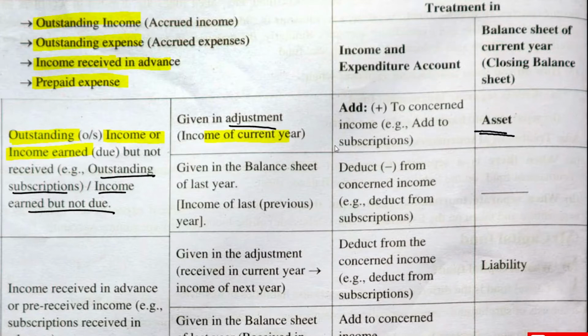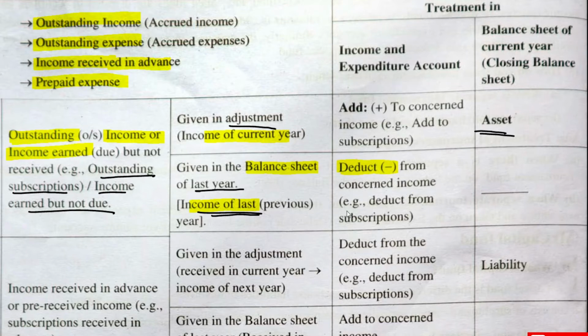But if they mention the same thing, outstanding income or income earned but not received, in the balance sheet of last year, that should be considered as last year's income. Then what you need to do in the current year income and expenditure account is deduct it from the concerned item. Suppose they give subscription, you need to subtract the item.